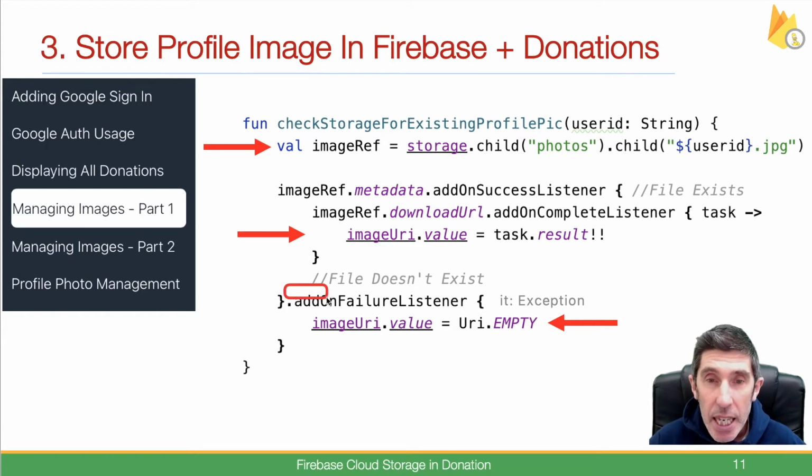And again, even though it's an on failure listener, all it means is that the file doesn't exist. So I set the image URI to an empty property. Okay, so that's just one little point to note there. So that's just the code to check the storage. Now again, look, this is my particular approach to it. You could decide on a different approach, and that's fine.